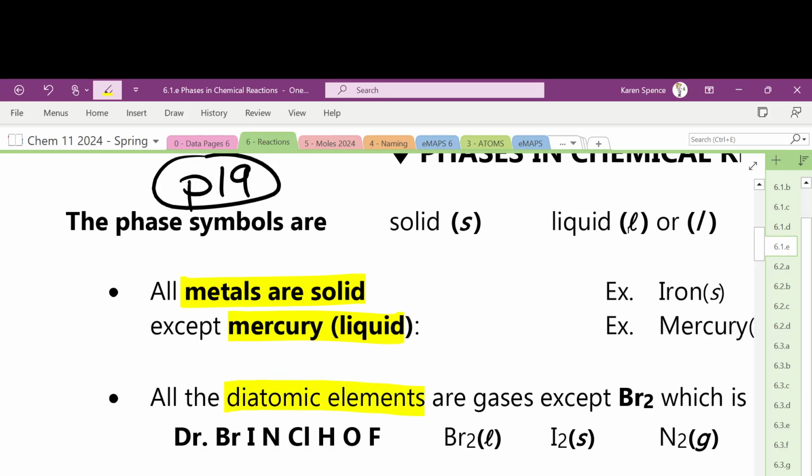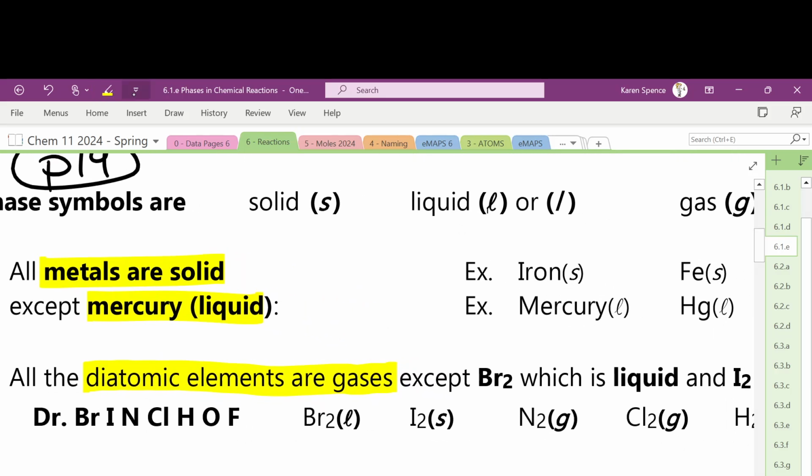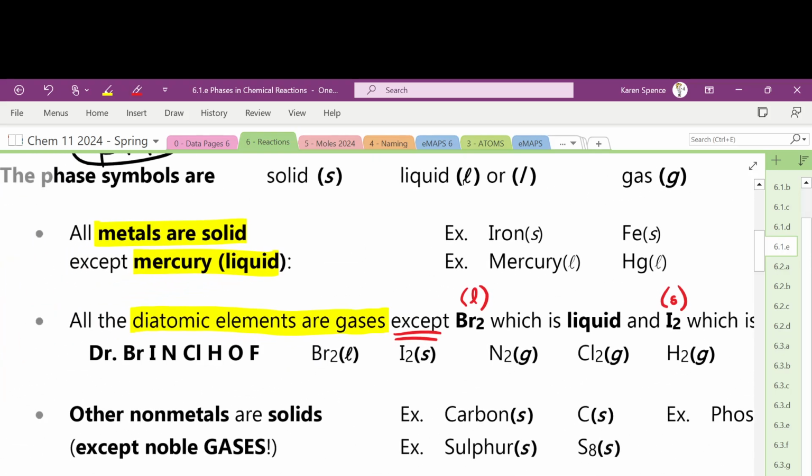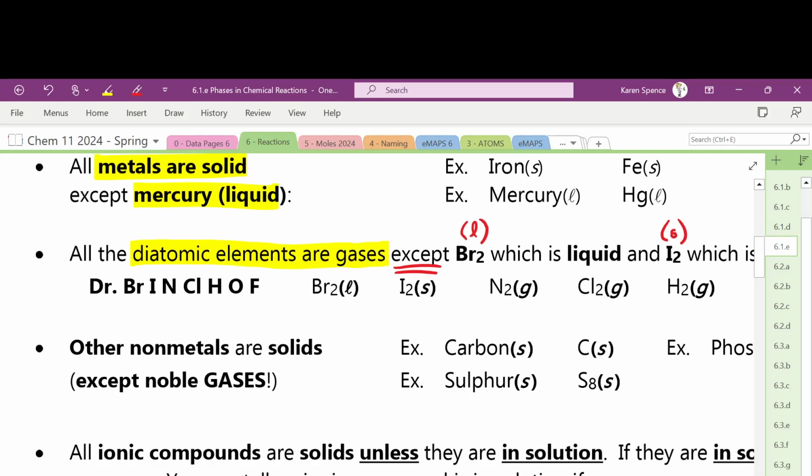The diatomic elements are all gases except bromine, which is a, what is bromine? Bromine is a liquid. And iodine is a solid. All the other nonmetals are solids, okay, other than those diatomics.